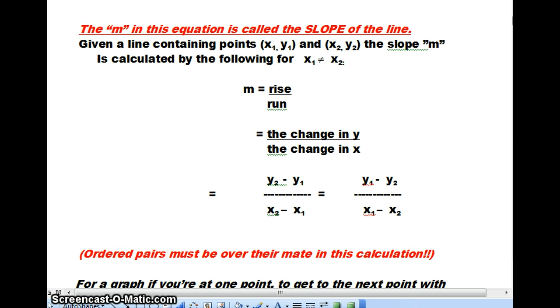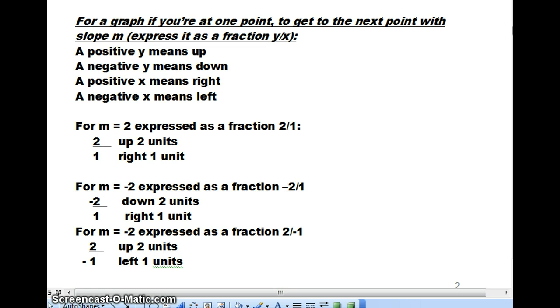If you look at these, the ordered pairs must be over their mates in the calculations. You could have gotten by with it when we were doing the Pythagorean theorem of not actually having them in the correct order. You would have gotten the same values actually, but here we have to have the ordered pairs in the correct order above their mates. So we're going to try to take a look at some of these problems and kind of get a feel for what the slope is.